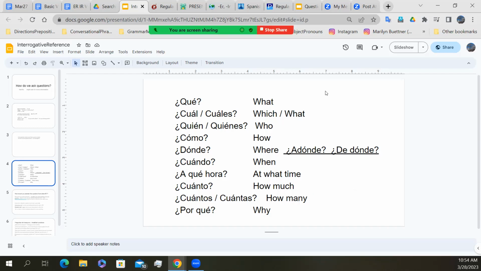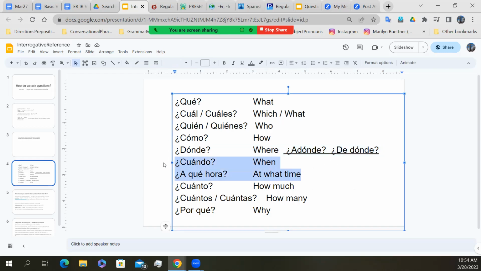A qué hora also asks kind of the same thing as cuándo, but more specifically at what time, right? Cuándo and a qué hora are both interrogatives that talk about time, but cuándo might be more general, whereas a qué hora is very specific. It wants to know an exact time of day, right? Cuánto, how much. Cuántos can be a plural form, or cuántas, meaning how many, and por qué.